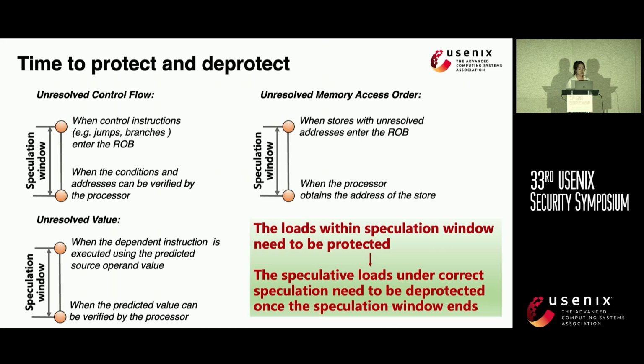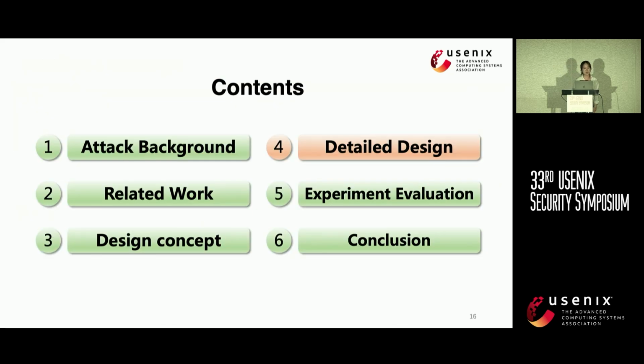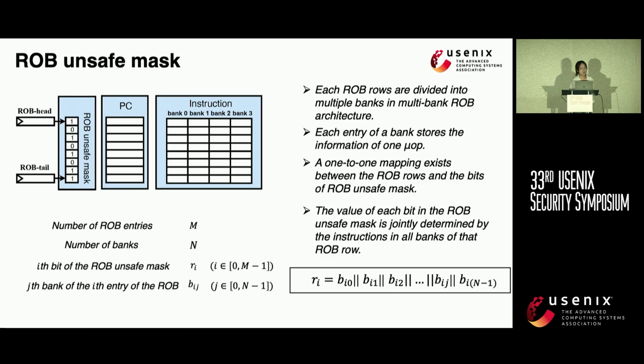We determine this specific protection duration based on the conditions for the start and end of these speculation windows caused by different speculation sources within the processor, including control flow prediction, memory access order prediction, and value prediction. Based on these design concepts, we could proceed to design our defense scheme.